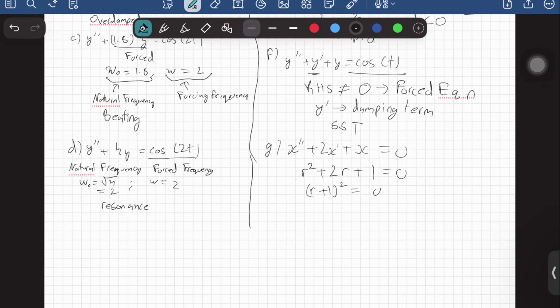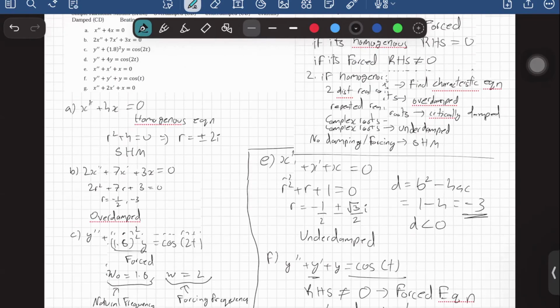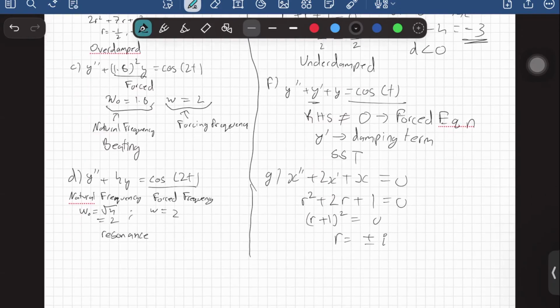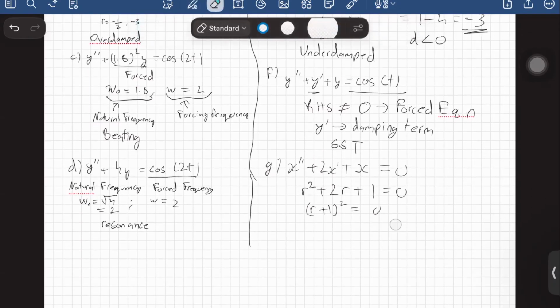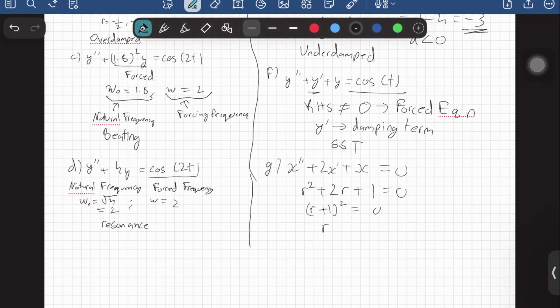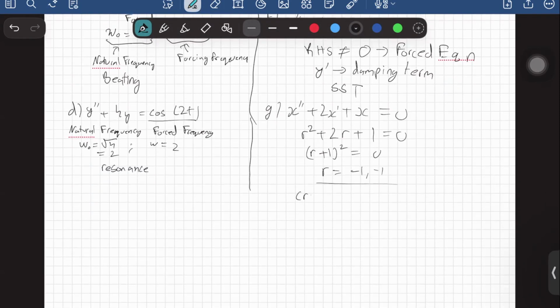So if you can see, the roots for this equation are just plus minus iota. Oh, sorry, these are repeated real roots. This is not a complex number. Sorry for a moment. It's -1, -1, it's the same thing again. So if you have real repeated roots, that means that our equation is critically damped.